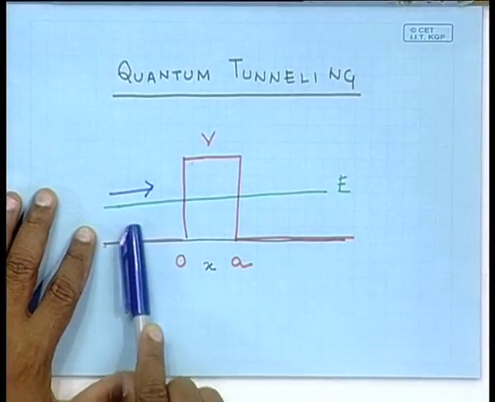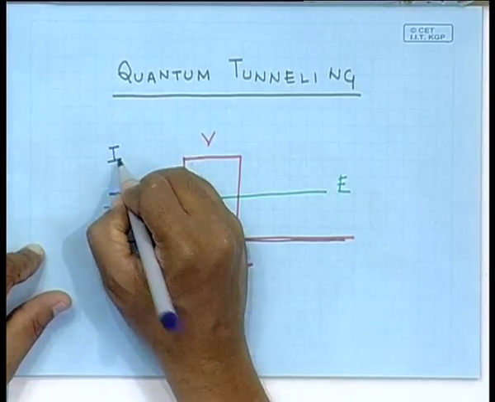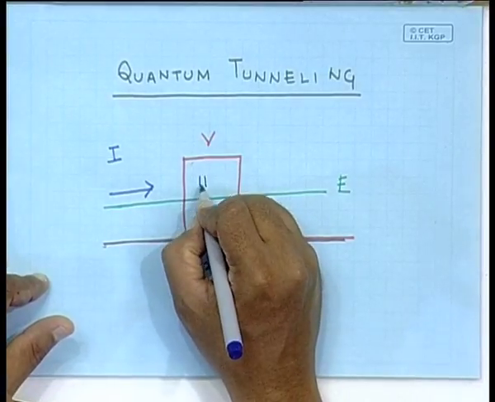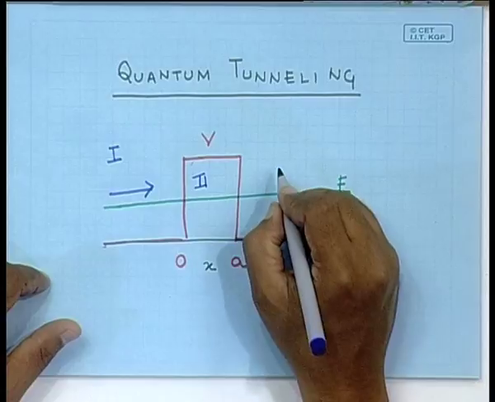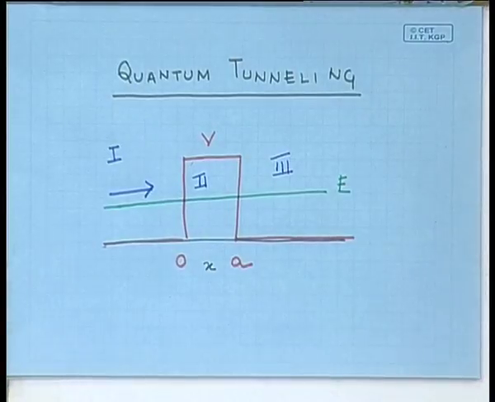So, in quantum mechanics, if you are dealing with microscopic particles, you have to apply quantum mechanics, and for microscopic particles you have to use a wave to describe the particle. So, we have to write down a wave for the particle in this region. We will refer to this region as region 1. We have to write down a wave for the particle in this region, which we will refer to as region 2, and we will write down a wave for the particle in this region, which we shall call region 3.